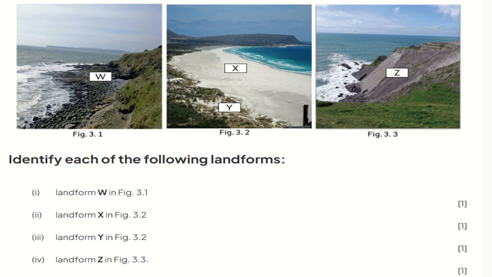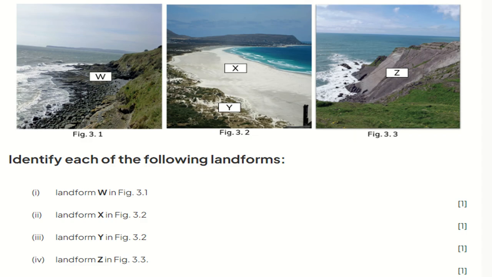And on the exam, the other thing they could ask about really is identifying real life pictures of landforms. There are 4 with 4 marks on here. Pause the video, have a go, and unpause.